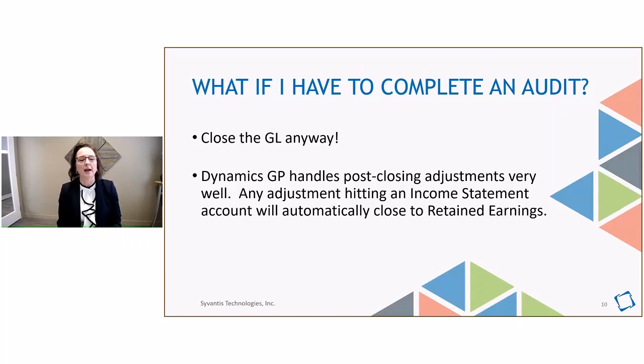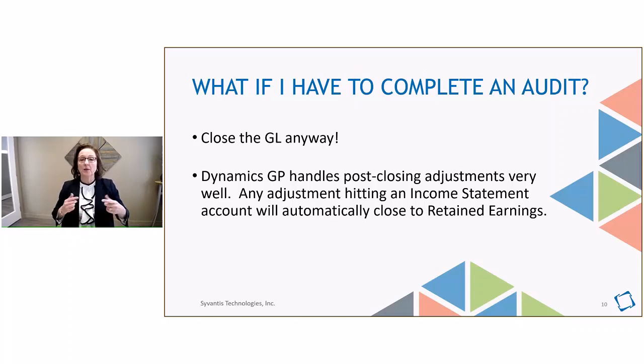GP is excellent at post-closing adjustments. So what that means is, let's say that I went through the whole closing process on January 10th. On February 15th, my auditors come back with an adjustment. I've got to book an accrual adjustment, and it's on a GL level. All I do is go in, open that fiscal period, enter the GL adjustment, post it, close the fiscal period back up, I'm done.